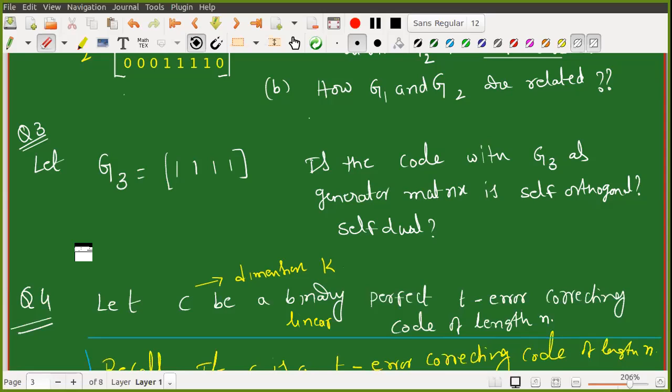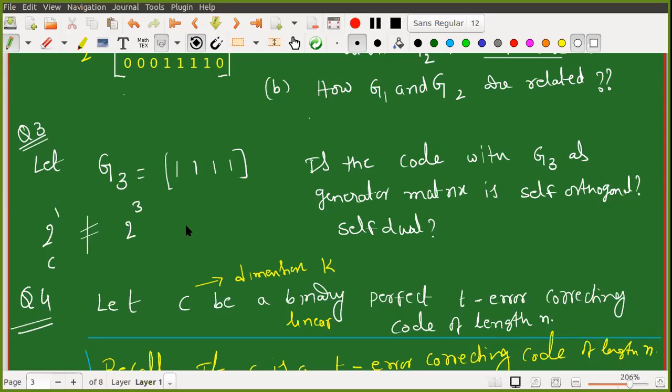Self-dual. These are the questions, right? Any one of you? It is not self-dual. Why is it not self-dual? The dimension of this G3 is 1, and that of C is not equal to this. C is how much? 2 to the power 3. The dimension of C is 1, then the dimension of C perp is going to be 3, right? 1 plus 3 equal to 4, the total code length. So they are anyhow not equal, so they are not self-dual.